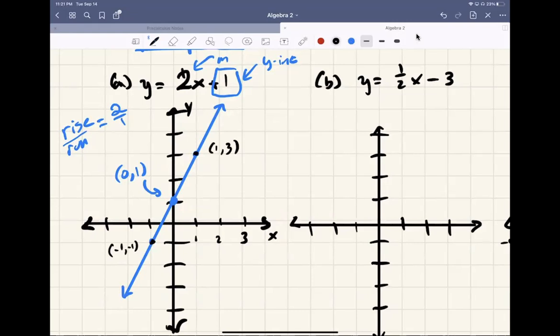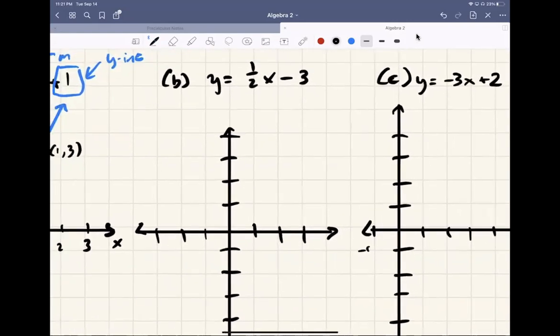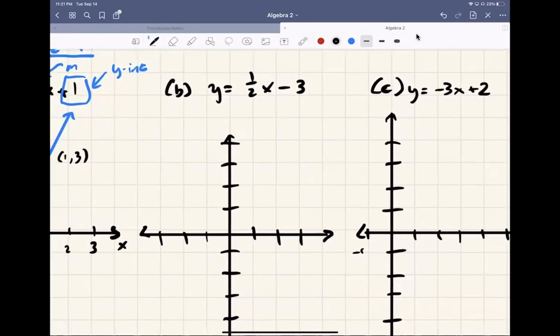So let's go ahead and do another example. In this case, we have y equals 1/2 x minus 3. So our slope here is going to be 1/2, and our y-intercept is going to be -3, right? Because of the minus part. So because it says minus, we're gonna go over here, 1, 2, 3, down to -3, and we're gonna put our point here. That's our y-intercept. That's our b, (0, -3).